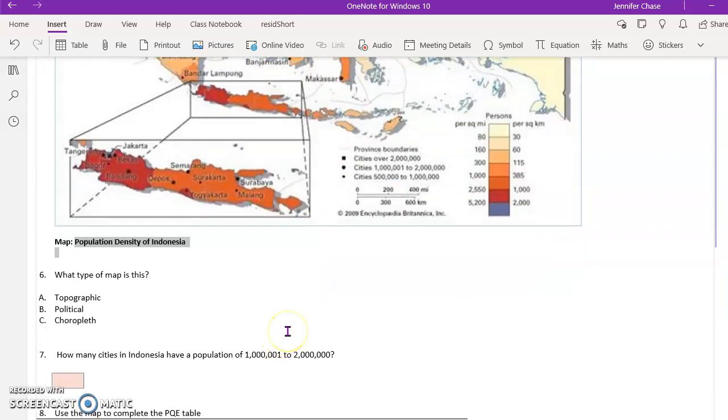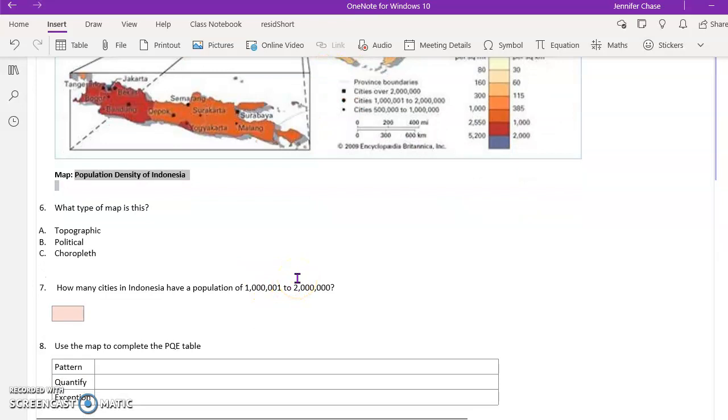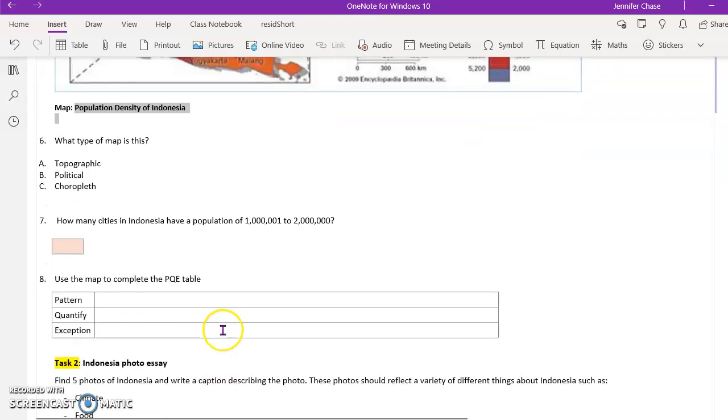So I want to see how well you can answer these questions. What type of map do you think this is? That's going back to previous geographical knowledge. How many cities in Indonesia have a population of basically 1 to 2 million? So you're going to have to look at the key and look at that map. And again, use the map to complete the PQE table. We've already done one of these this week.